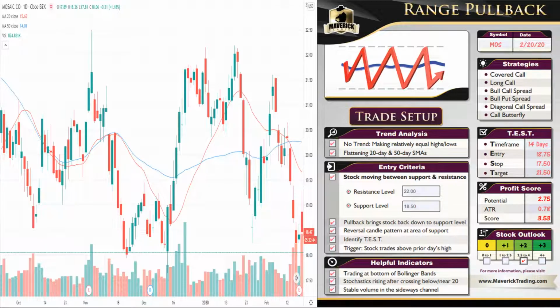And when you get to the chart here, let's go back to the chart. You'll see that we have +2 strategies. We got covered calls. Long call would be a +2 strategy. A bull call spread would be a +2 strategy. A diagonal call would be a +1.